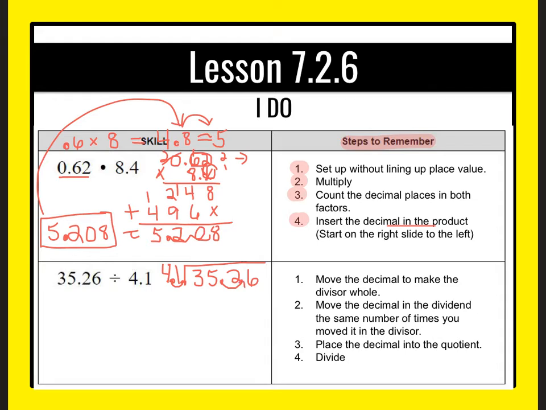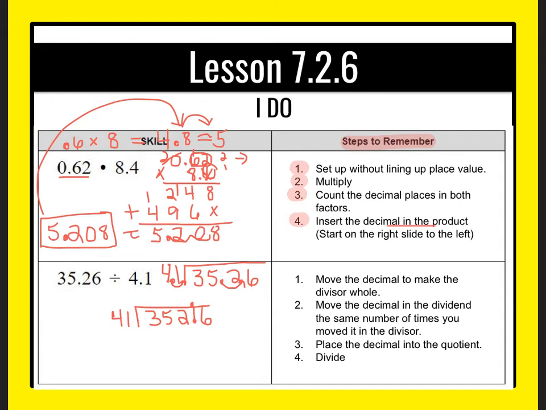Miss King personally likes to rewrite after she moves. And there's my decimal. And as it says, place the decimal into the quotient. So I'm going to bring that decimal place straight up. Okay, so now what I need to do is actually multiply.